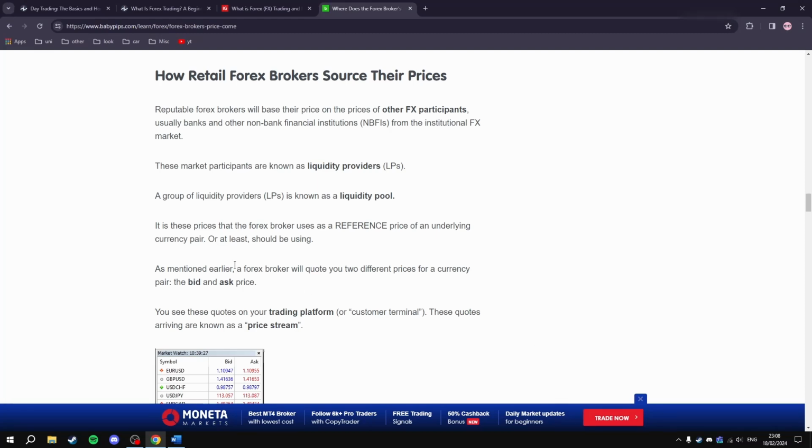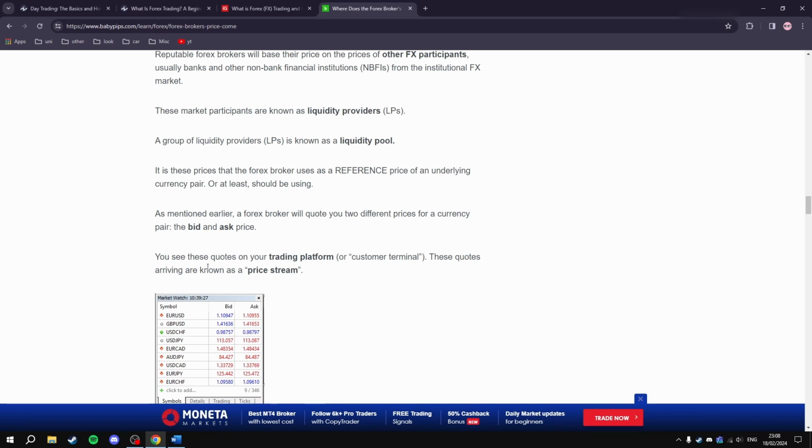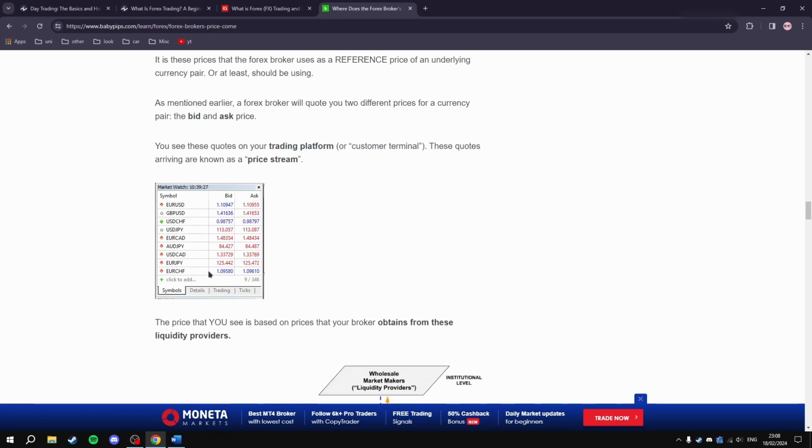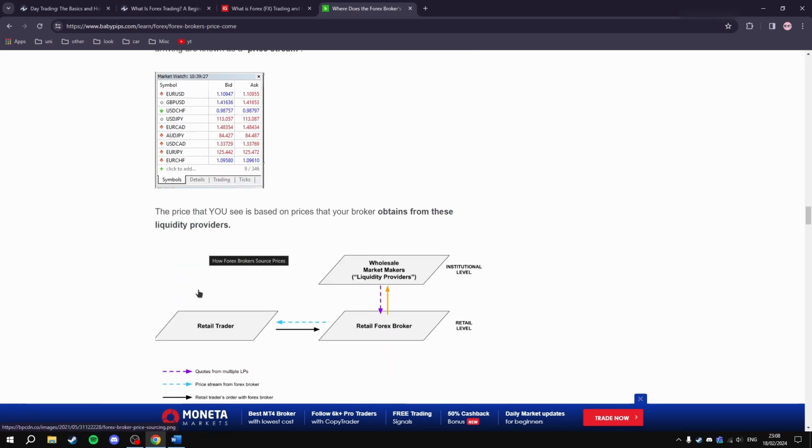It is these prices that the Forex brokers use as a reference price of an underlying currency pair, or at least should be using. As mentioned earlier, a Forex broker will quote you two different prices for a currency pair, the bid and ask price. You see these quotes on your trading platform or customer terminal. These quotes arriving are known as the price stream. The price that you see is based on the price that a broker obtains from these liquidity providers.